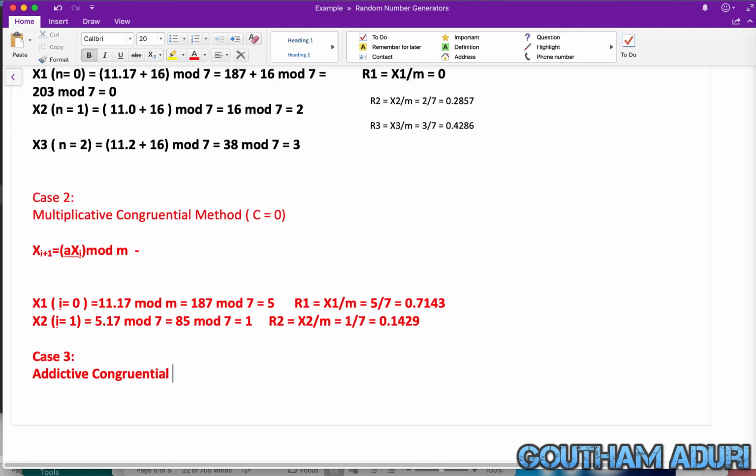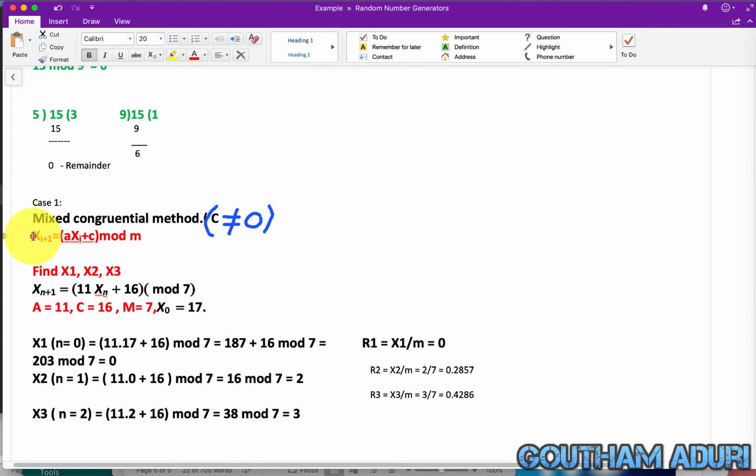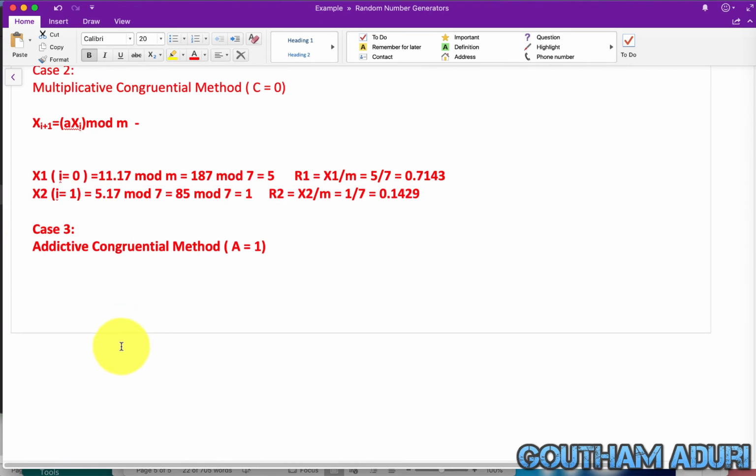Congruential method for a equal to 1. So in the additive congruential method, a becomes 1. So what happens from this equation? a·xi plus c, when a is 1, it becomes xi plus c mod m.